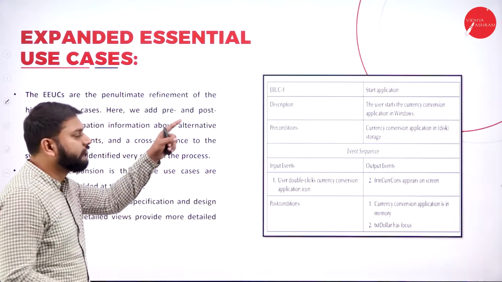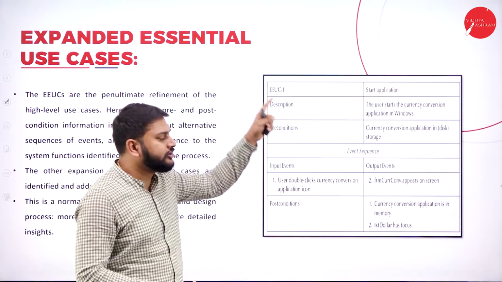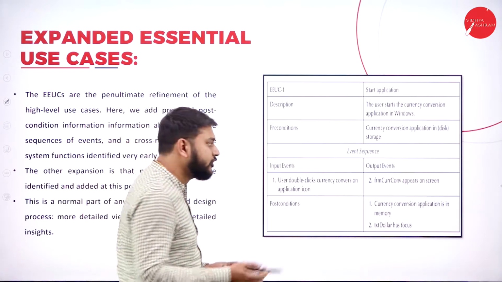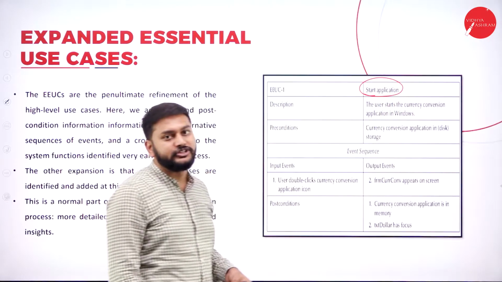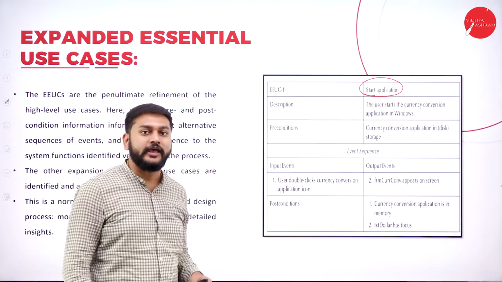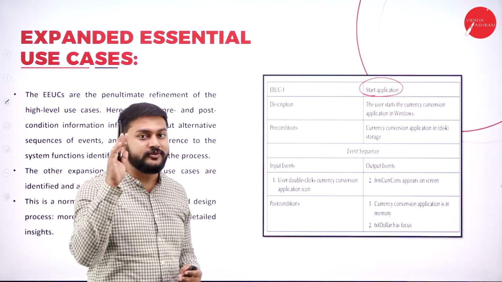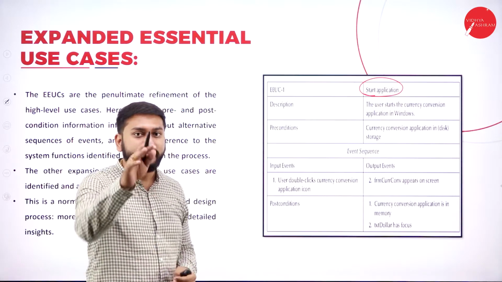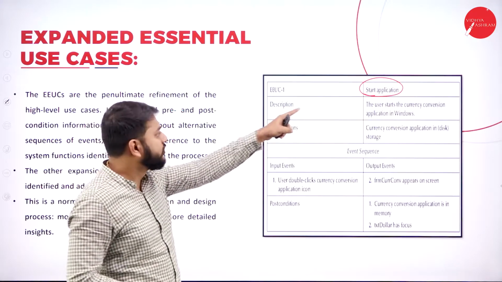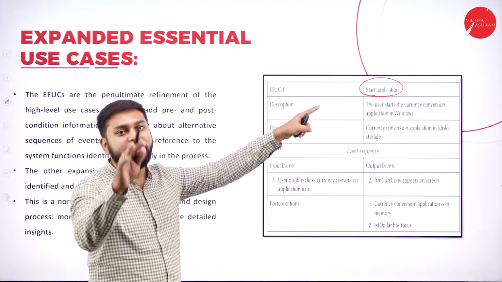Observe here carefully. When it comes to the EEUC1, what is the first thing that you have? Obviously, the system function is start application. That is the first system function that we have. In total, we had 7 system functions, which we discussed in the previous session, right? So the first system function is what I'm representing in the EEUC1.